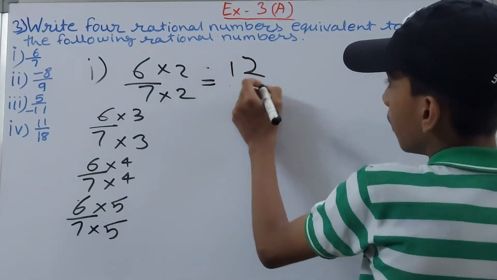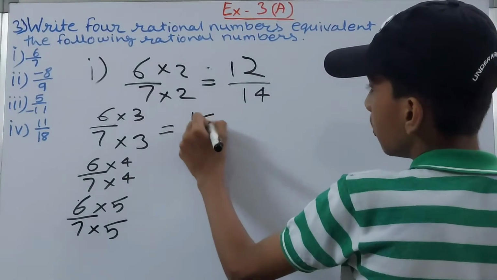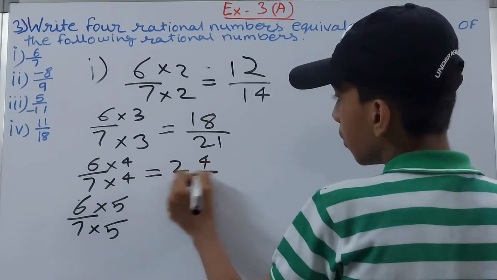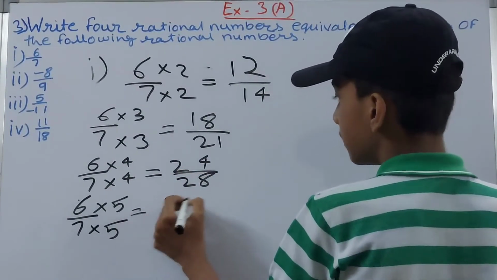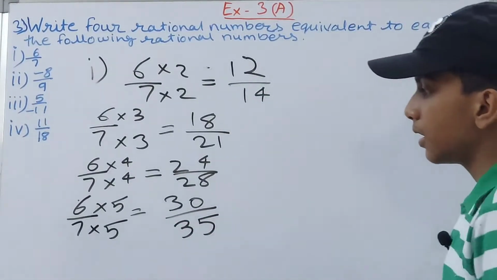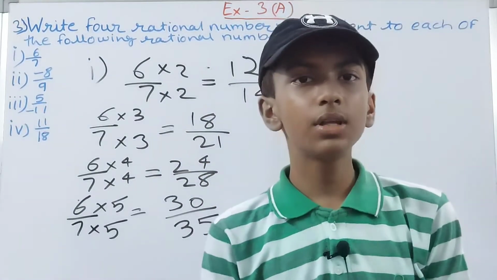So 12 upon 14, here we'll have 18 upon 21, here we'll have 24 upon 28, and here lastly we'll have 30 upon 35. So these are the 4 rational numbers which are equivalent to 6 upon 7. Let us move on to the next part now.